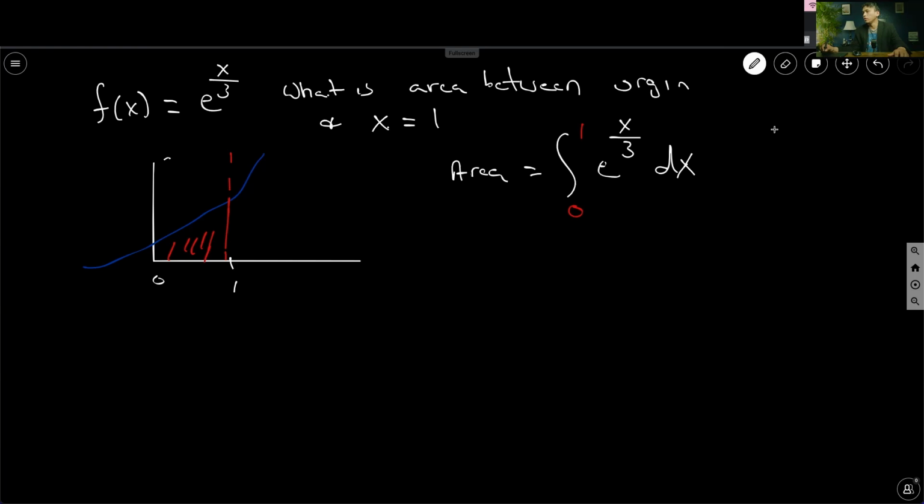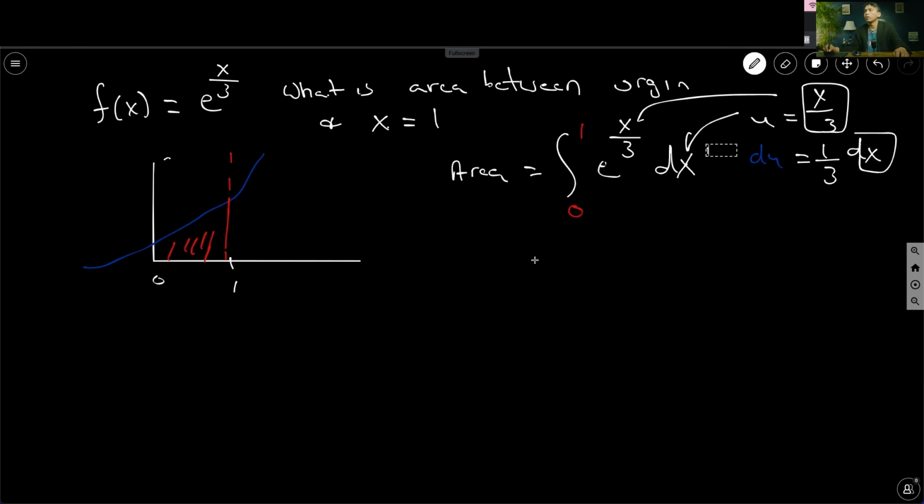But if you forget, you can make it easier on yourself by doing u substitution. u is equal to x over 3, and then du is equal to 1/3 dx. And now you just substitute this here and this here in the respective spots in the function. So when you sub it out, we have the integral of e to the u.